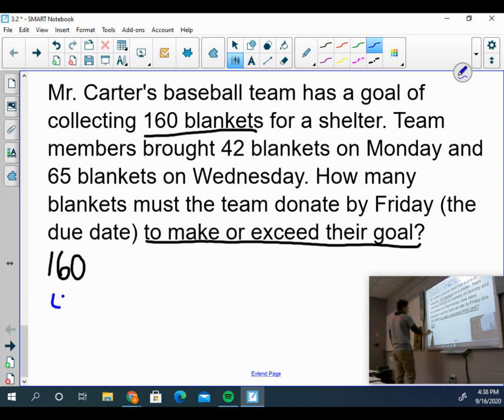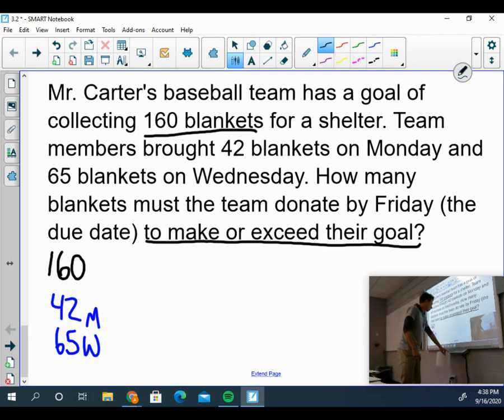And then we have how many have already been brought in. We had 42 on Monday, and we had 65 on Wednesday. Okay? So if those were the key pieces of information, let's set them up in an inequality. Well, 160 is going to be some form of total. That is our minimum goal.